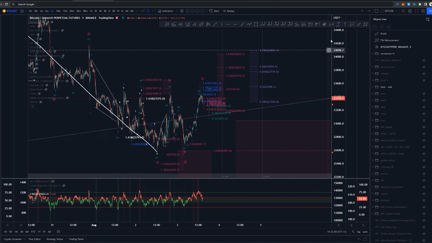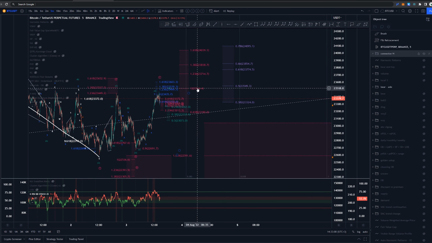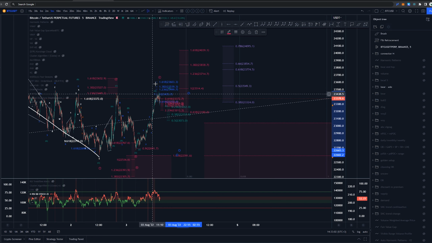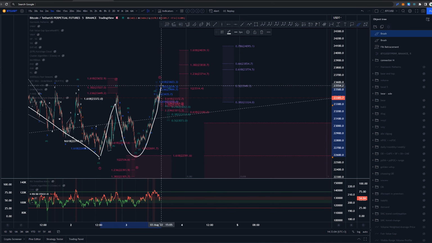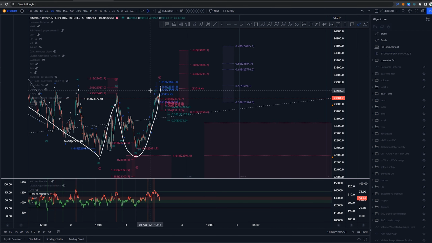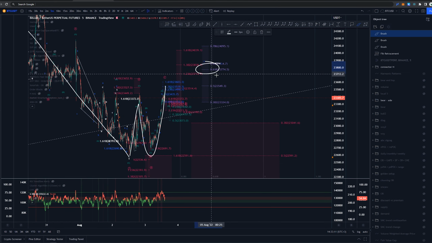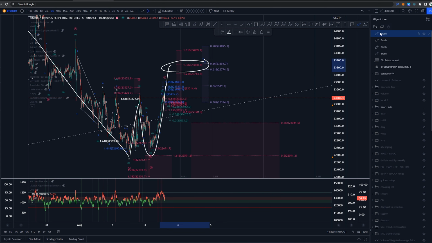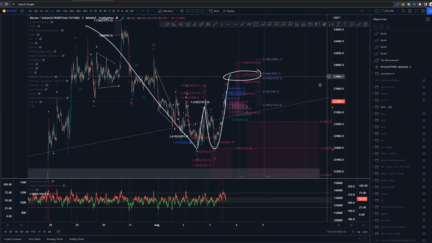What else do we have there? The 1-to-1 extension of this ABC move, so of this move, right around there. The 1.236 and the 1.382 would be another area to look for shorts. There's another golden pocket there where we would have more confluence as well.